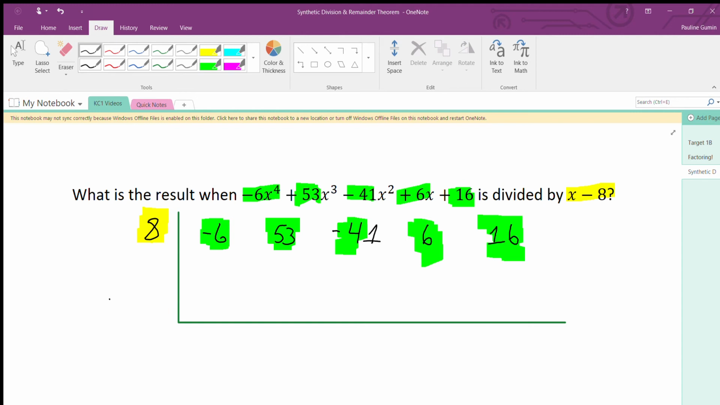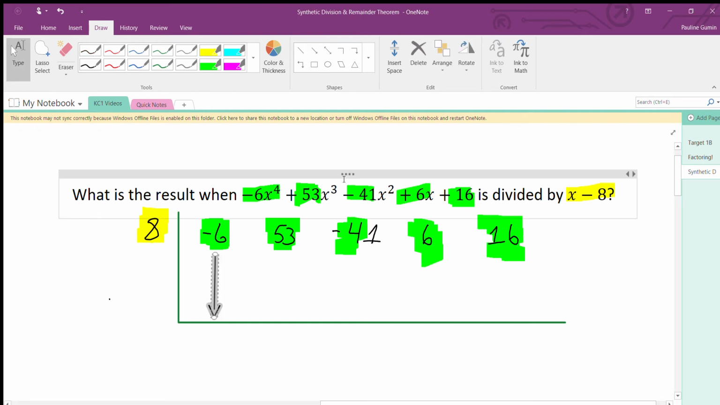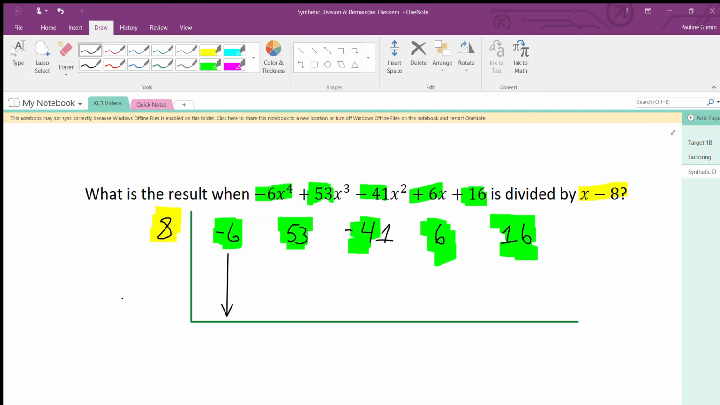Okay, sweet. We're going to start this problem just like we did the other one. We're going to drop down that first number. Like I said, it doesn't matter what it is. It gets dropped down. Now we're going to multiply. Negative 6 times 8 is negative 48.